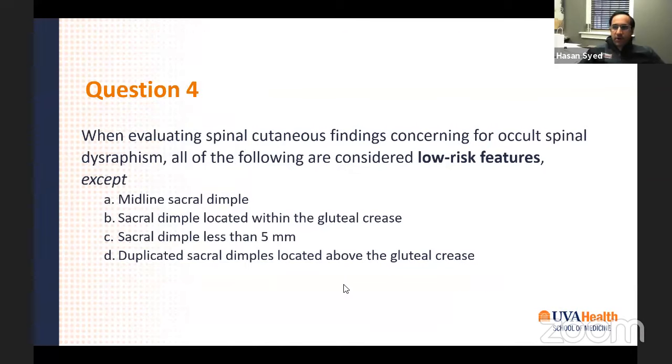So question number 4: when evaluating spinal cutaneous findings concerning for occult spinal dysraphism, all of the following are considered low-risk features except: A, midline sacral dimple; B, sacral dimple located within the gluteal crease; C, sacral dimple less than 5 millimeters; or D, duplicated sacral dimples located above the gluteal crease.